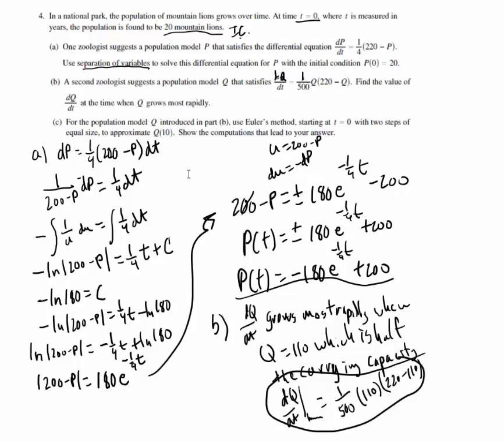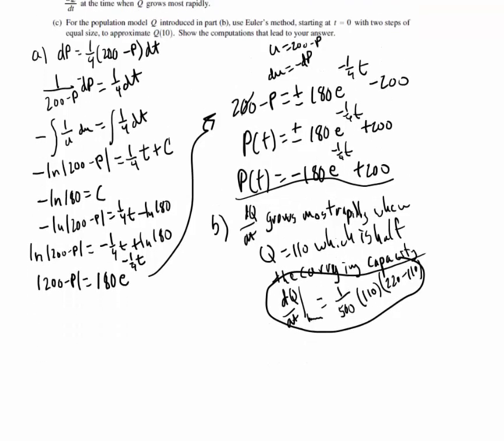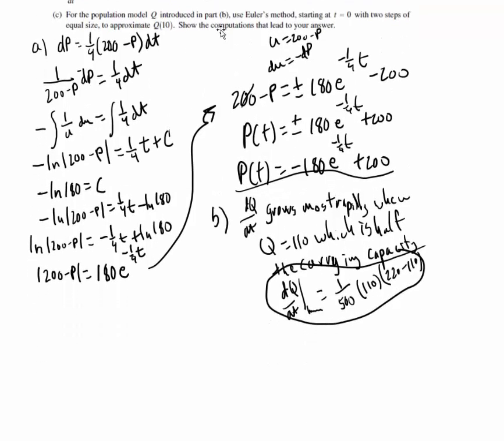Okay. All right, for part C, this is also good review. For the population model Q introduced in part B, use Euler's method starting at t equal to 0 with 2 steps of equal size to approximate Q at 10. So this is a good review of Euler's method. That's the one where you make the table. So remember, it's x, y. In this case, it's going to be t and q. And then my differential equation dq dt, and then dq is equal to dq dt times delta t.